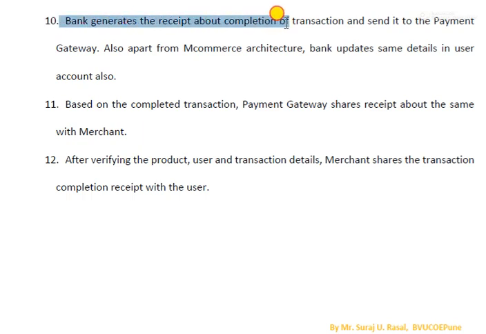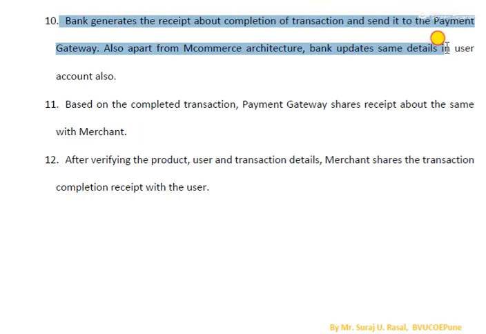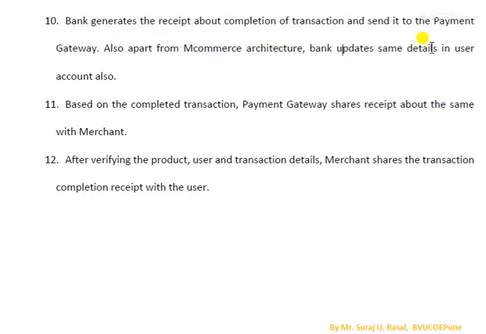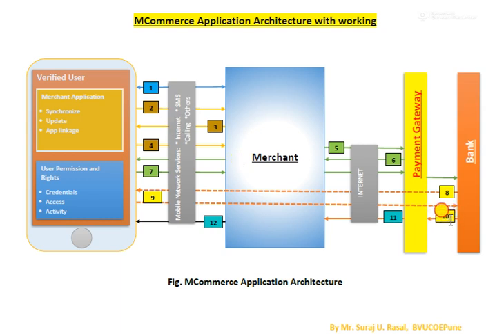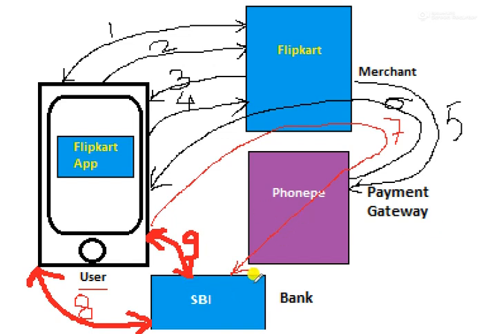The bank generates the receipt about completion of the transaction and sends it to the payment gateway also. Apart from the m-commerce architecture, the bank updates the same details in the user account also. If you see the same diagram here, the 10th step is to deliver the receipt of the financial transaction, the approval of the same financial request, to the payment gateway. When this information is received by the payment gateway, it will again deliver the same information to the merchant.